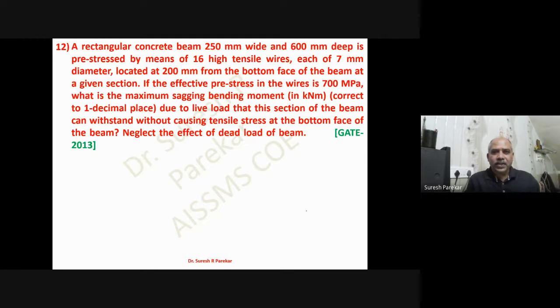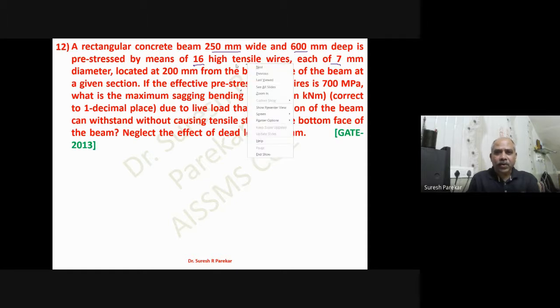Now here we have pre-stressed concrete. It is 250 millimeter wide and 600 millimeter deep, with 16 bars of diameter 7 millimeter at 200 millimeter from the bottom. So from the bottom 200 millimeters, that means the value of e is 100 millimeter, which is D by 2 minus 200.